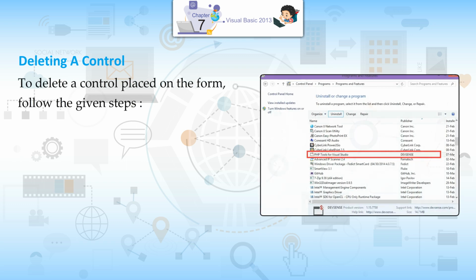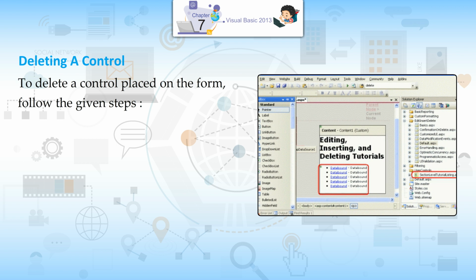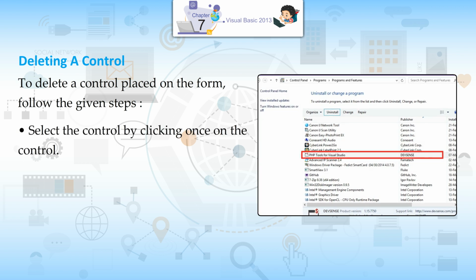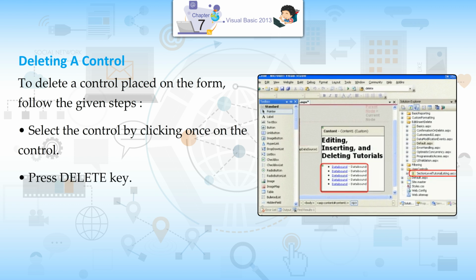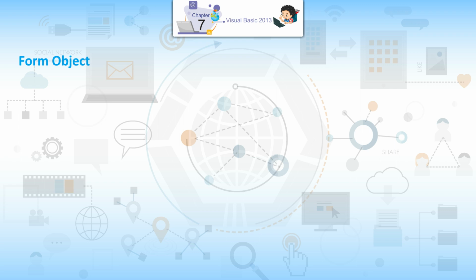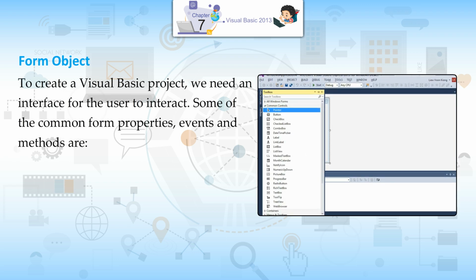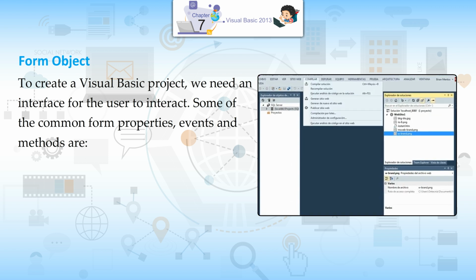Deleting a control. To delete a control placed on the form, follow the given steps. Select the control by clicking once on the control. Press Delete key. Form object. To create a Visual Basic project, we need an interface for the user to interact.